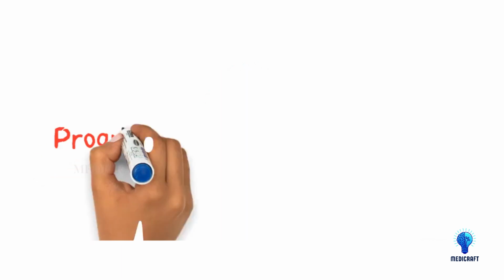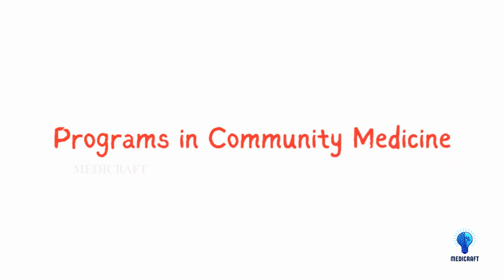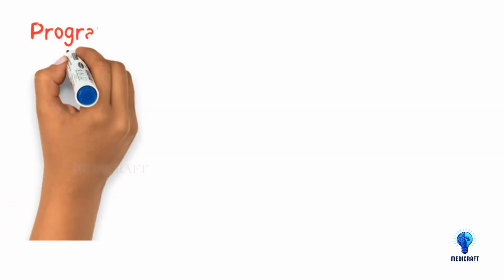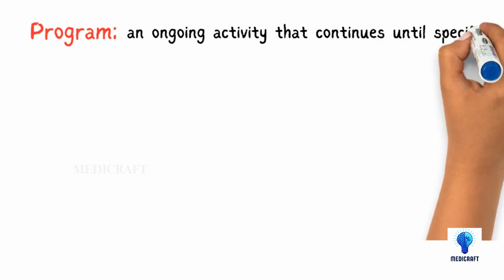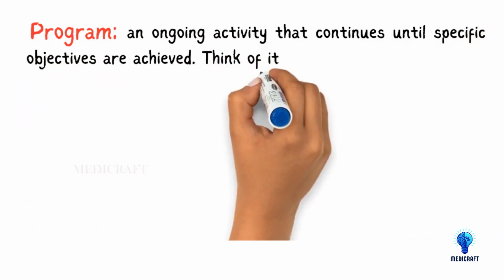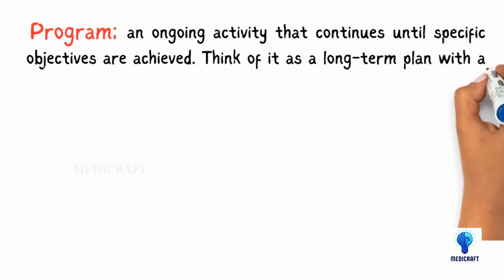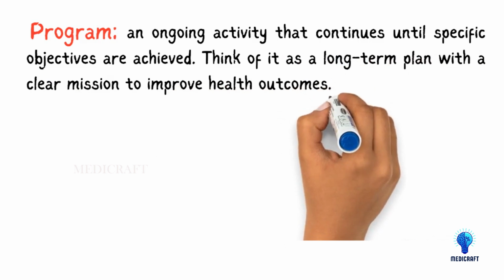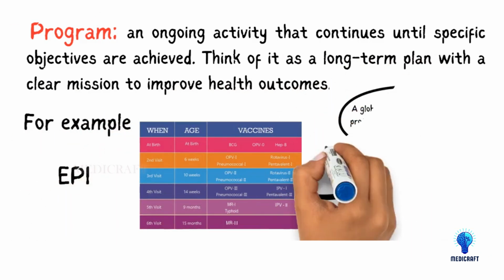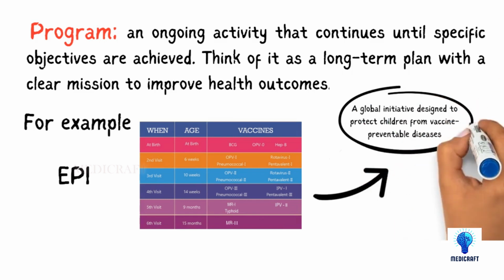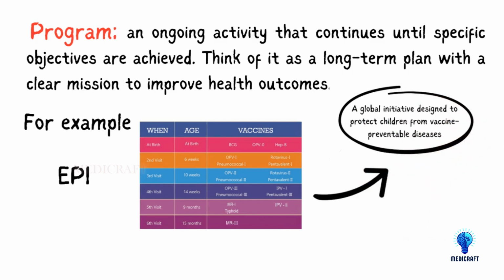Today, we're diving into an important topic, programs in community medicine. Sounds straightforward, right? But there's more to it than meets the eye. Let's break it down. So, what exactly is a program? A program is an ongoing activity that continues until specific objectives are achieved. Think of it as a long-term plan with a clear mission to improve health outcomes. For example, the Expanded Program of Immunization, or EPI, is a global initiative designed to protect children from vaccine-preventable diseases.